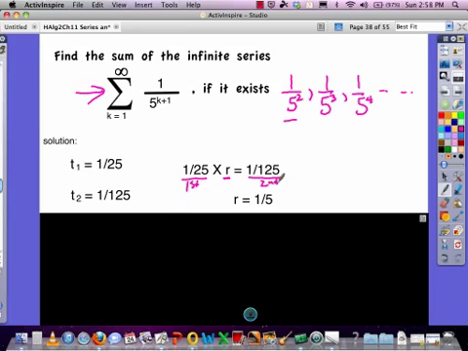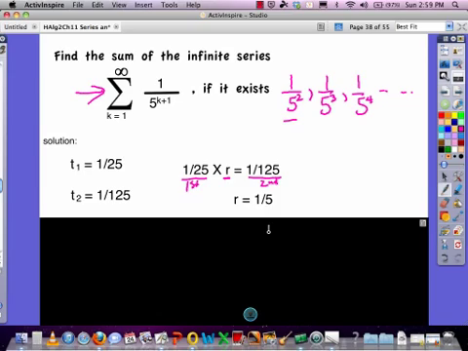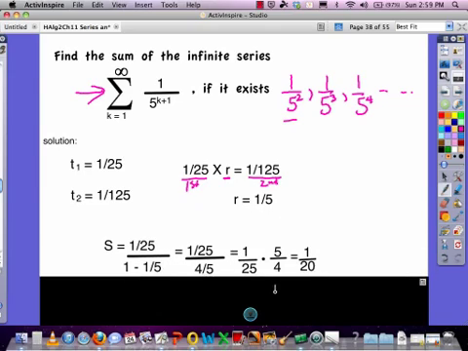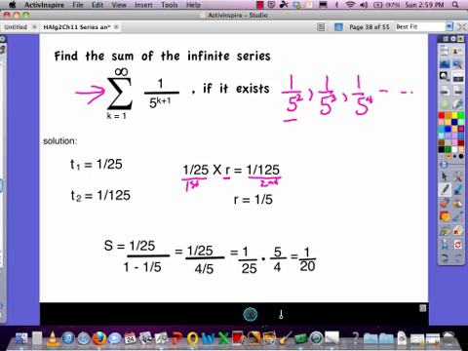Okay? And so you do that math, and some of you can look at it written this way and see that it's an r value of 1/5. If that's the case, then you should now be able to put it into our formula, which was t sub 1, that's the 1 over 25, divided by 1 minus r, that r is that 1/5. So we get 1/25 divided by 4/5.